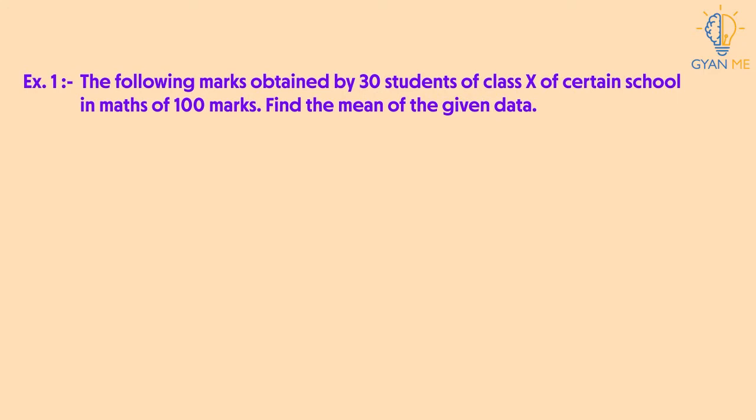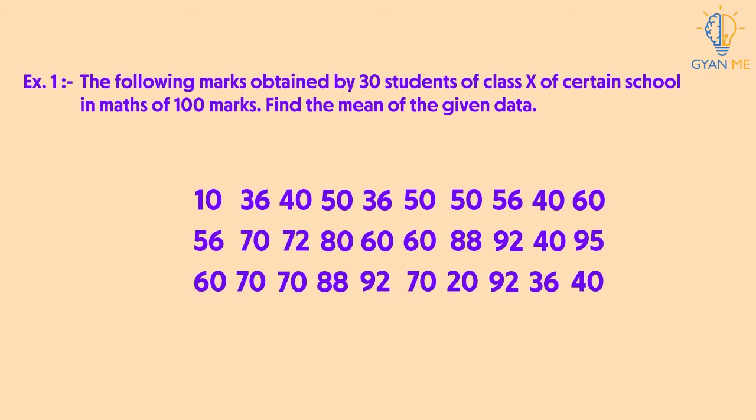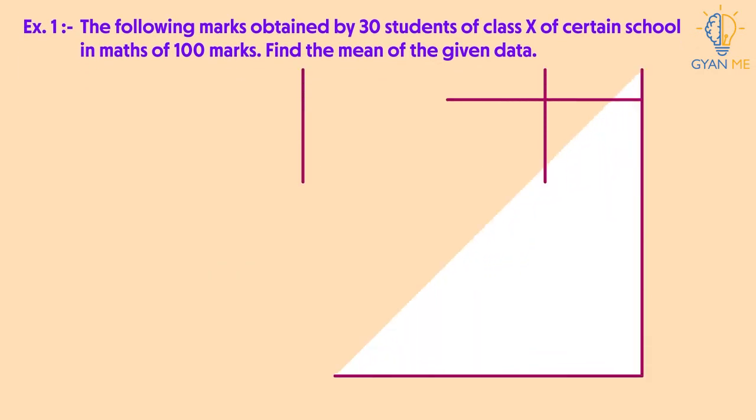For example, consider the following marks obtained by 30 students of class 10 in maths out of 100. And we want to find the mean of the given data. You can see this is raw data and finding its mean is very time consuming. Now we can shorten this to some extent by arranging data in a frequency table called a discrete frequency table, as shown on the screen.